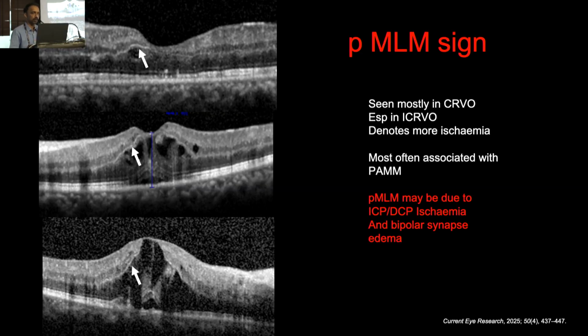Across BRVO and CRVO, it has been established that these eyes have poor visual and anatomical outcomes. Now there is a sign called a prominent middle layer membrane, which is mostly seen in CRVOs, and maybe in ischemic BRVOs also, but it denotes increasing ischemia. This is due to the intermediate capillary plexus and deep capillary plexus ischemia and the adjacent bipolar synapse edema. So this is a poor prognostic marker if you happen to see this in your patient.